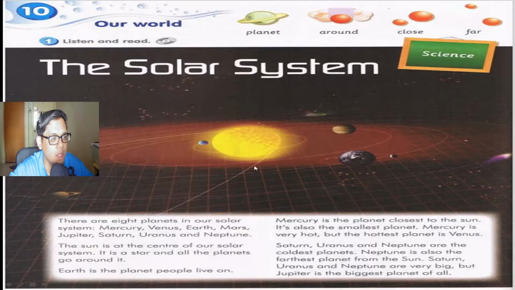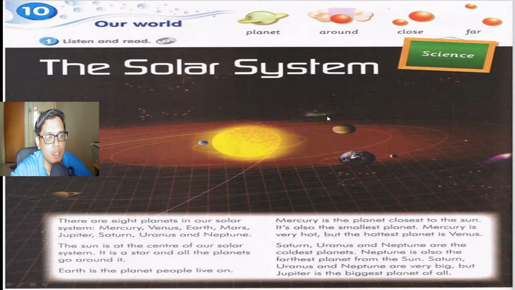So the big one is the sun, and all these round-shaped things are what we call planets. Just like the place we live now, which we call earth. E-A-R-T-H, earth. So earth is one of the planets. These are what we call planets.